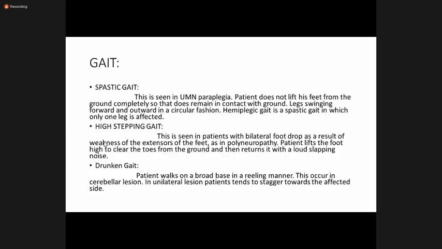Gait is an important component of the motor system. You have to ask the patient if he is unable to walk, and you have to notice the different types of gait. Okay, the spastic gait. This is seen in upper motor neuron paraplegia.